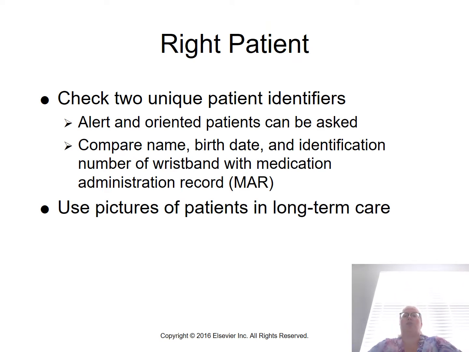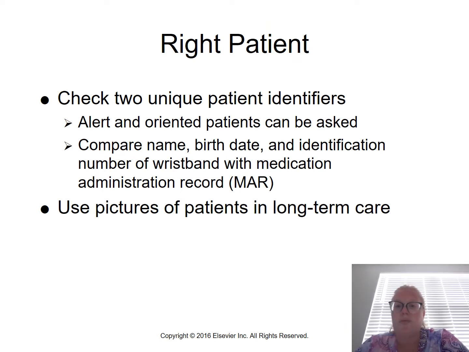Okay, as far as checking the right patient, we're going to look at each of these rights in a little bit more depth. So, the Joint Commission recommends checking at least 2 unique patient identifiers before medication administration. What are these 2 unique patient identifiers? Well, they are name and birth date.